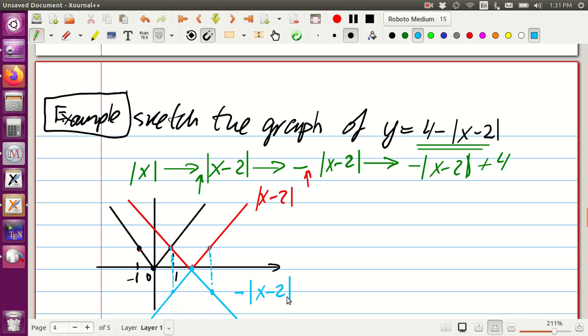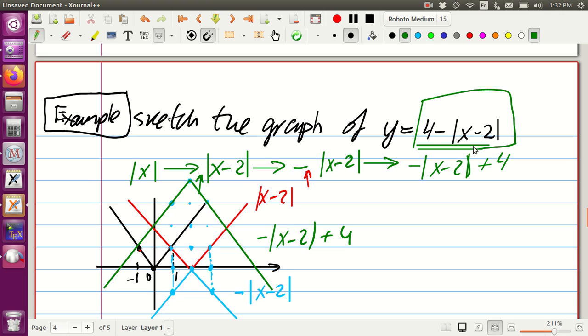The last thing to do is to take this graph and shift it 4 units up. So it goes 1, 2, 3, 4. This goes 1, 2, 3, 4. And this one goes 1, 2, 3, 4. So it's the same graph, different color, shifted 4 units up. So the green graph is negative absolute value of x minus 2 plus 4, which is exactly this expression.